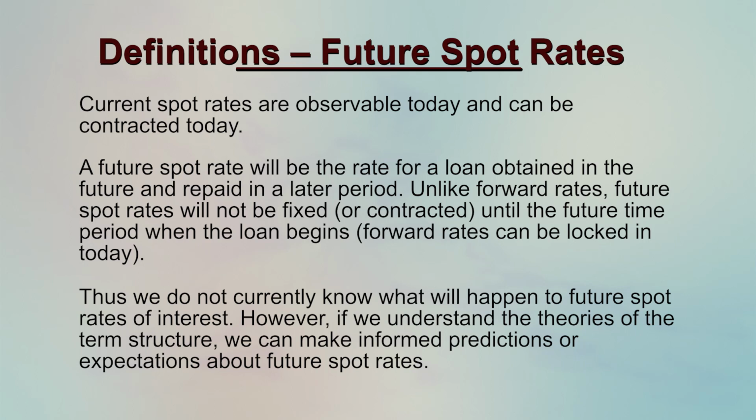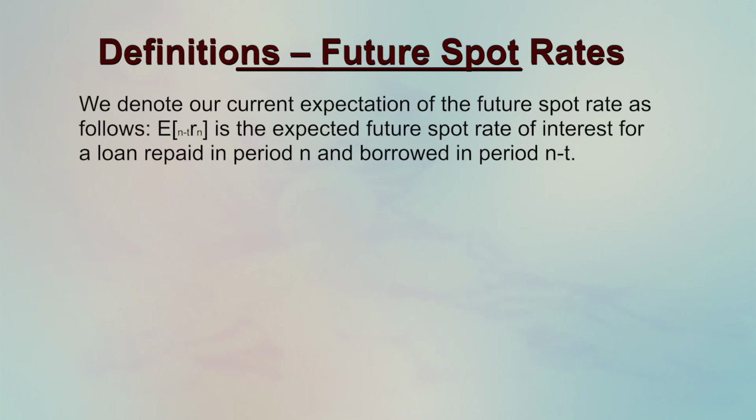So it is impossible to have any kind of preconceived notion regarding the trends of the future spot rates. So an expectation is being made, and this expectation is not made ordinarily but based on certain theories of the interest rate term structure. So this basically says that the current expectation of the future spot rate follows as expectation of n minus t Rn.